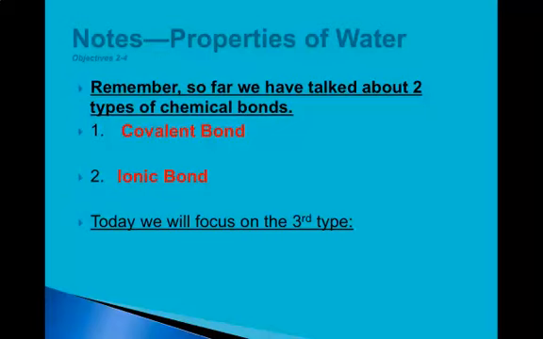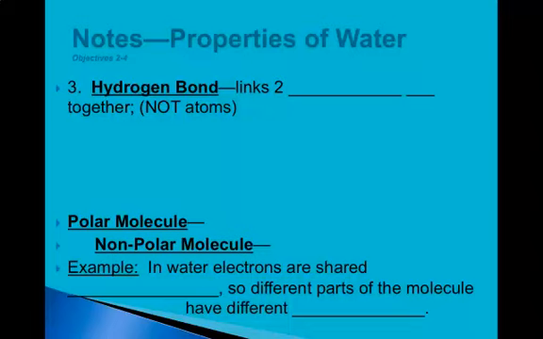Today, we're going to focus on the third chemical bond. This is a hydrogen bond. Hydrogen bonds link two polar molecules together. Okay, this is not talking about linking two atoms together. That was like the ionic bond that we were talking about that used two charged ions, those two atoms, and linking them together. This is actually taking whole molecules. Remember, a molecule is two or more atoms that have been chemically combined. So we're taking two of those big molecules and linking them together.